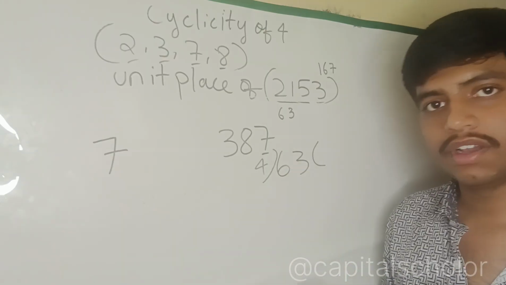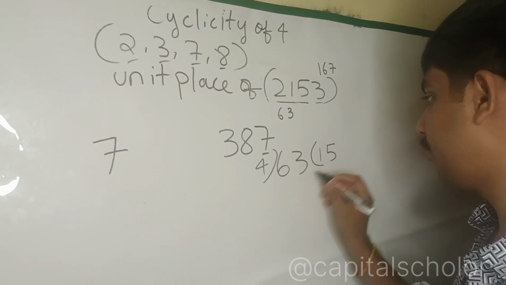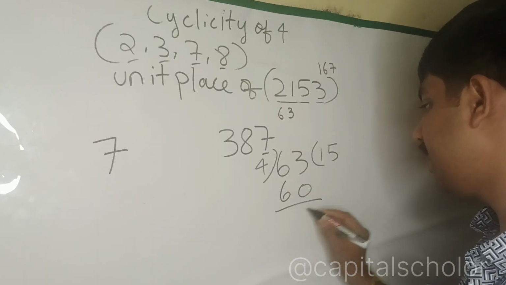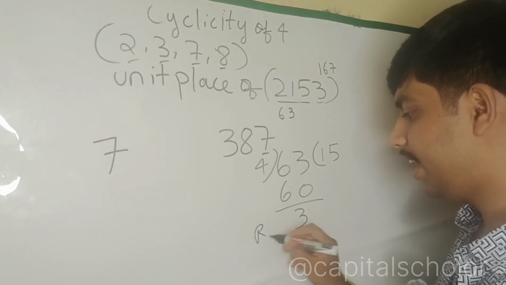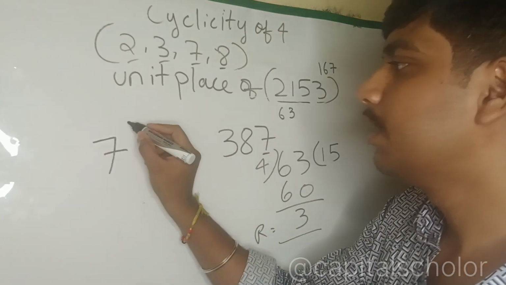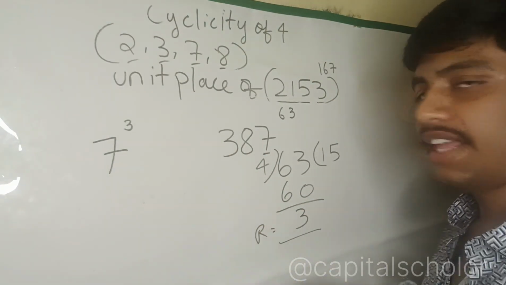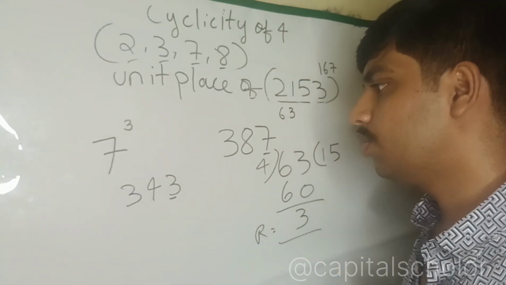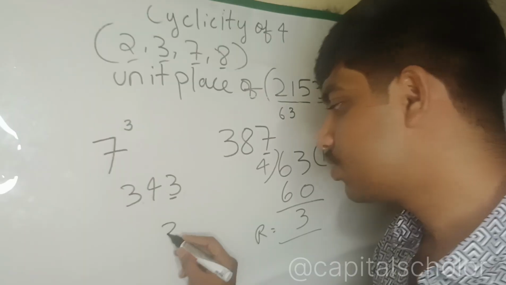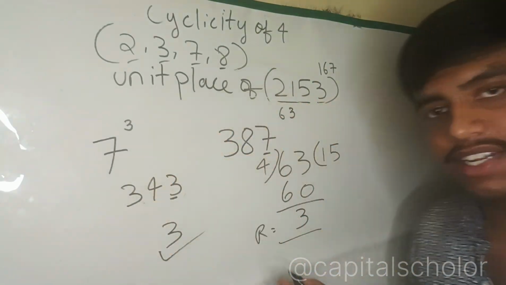4 1s are 4, 4 10s are 40, 4 15s are 60. The remainder is 3. What I have told you, take this remainder and place it in the place of the power. 7 7s are 49. 49 7s are 343. So the unit place of 343 is 3. So the answer will be 3. Okay, I hope you understand. This is the cyclicity of 4.